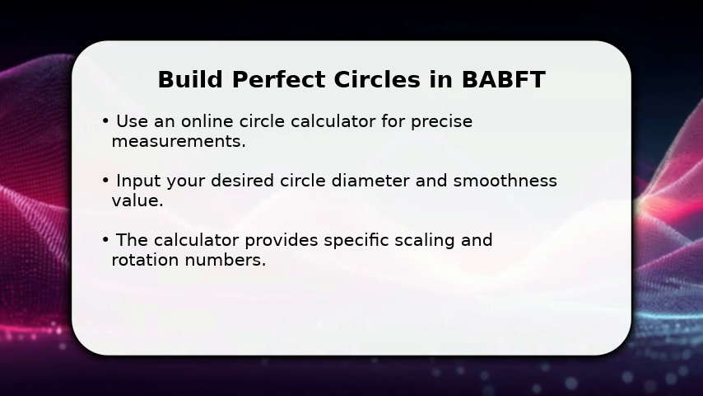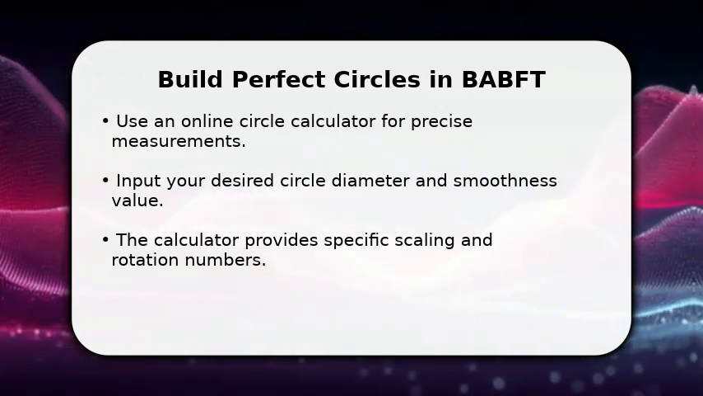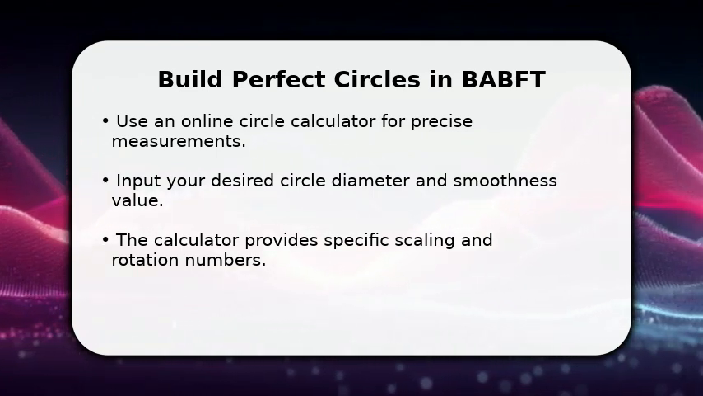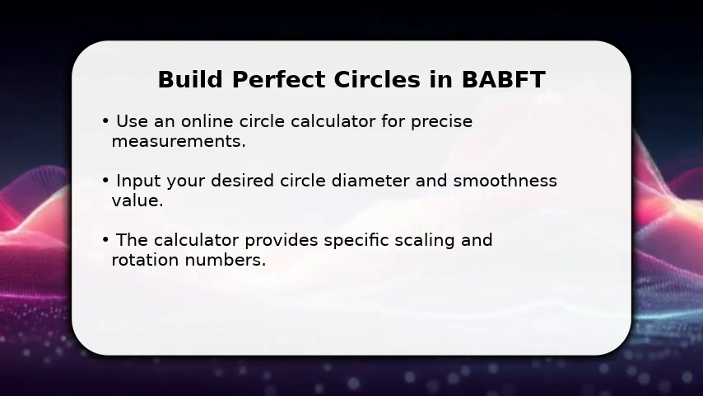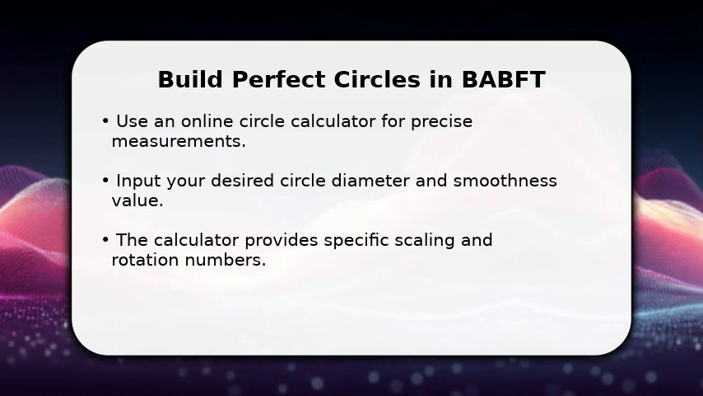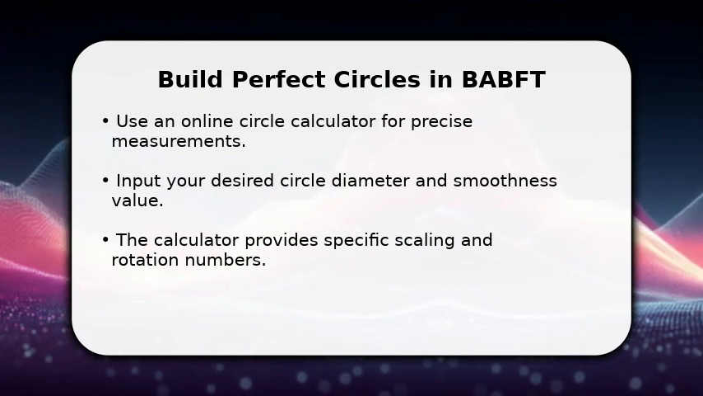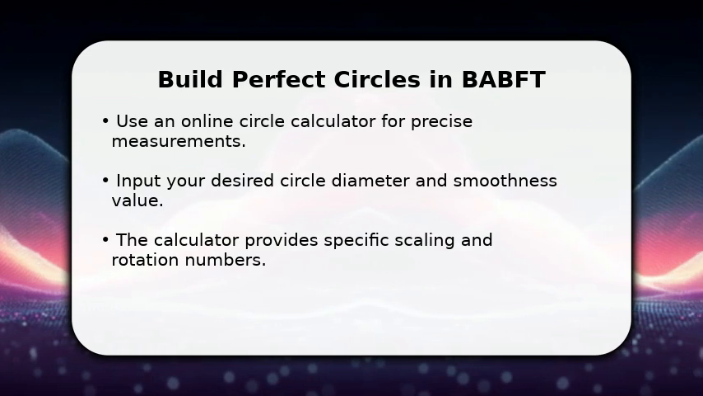In this video, I will explain how to build a circle in Build a Boat for Treasure. First, open an online circle calculator tool. You will need to input your desired circle diameter, for example, 10 blocks wide. Also, enter a smoothness value, such as 24, which determines the number of blocks. The calculator will then provide specific scaling and rotation numbers you will use in-game.